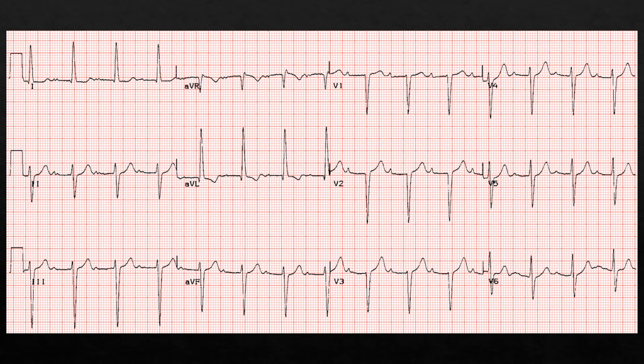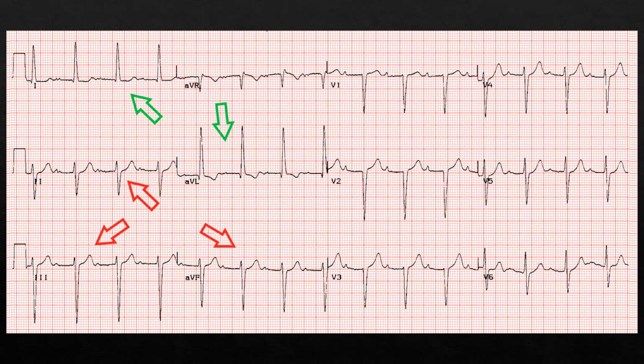You also notice that you have a first degree AV block. That's common in fascicular blocks. As part of the conduction delay, you can have some delay as the signal's being sent down through from the AV node, and so you'll end up with first degree AV blocks very commonly with these fascicular blocks.